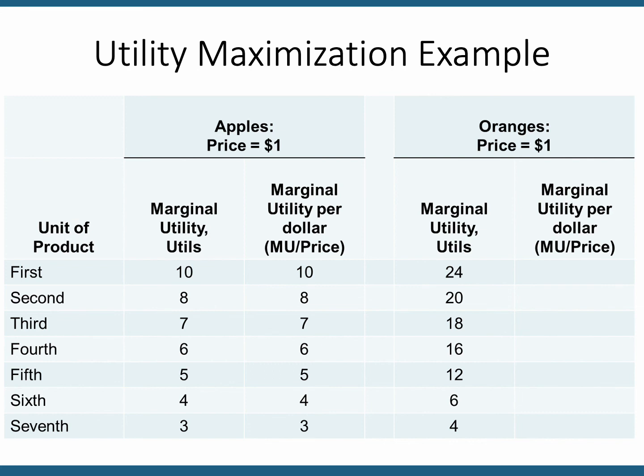In fact, if you step through the purchases, you still have only $10. What's going to be your first purchase? An orange, 24 utils per dollar. How about your second purchase? An orange, 20 utils per dollar. How about your third purchase? An orange is your third purchase, it's your fourth purchase, it's your fifth purchase. You're going to buy 5 oranges before you consider buying an apple. Then finally you're going to decide to buy an apple because it's 10 utils per dollar instead of 6 for your 6th orange. All right?